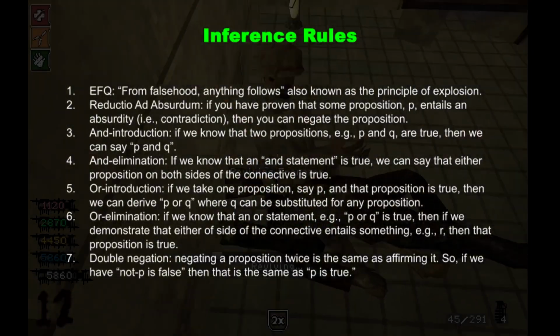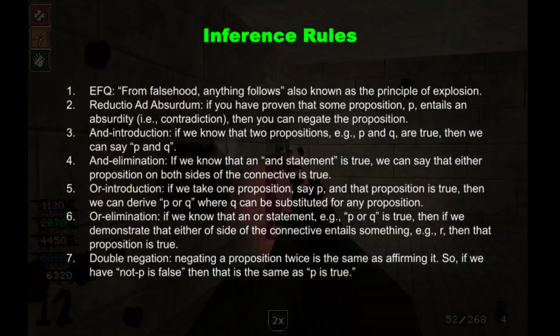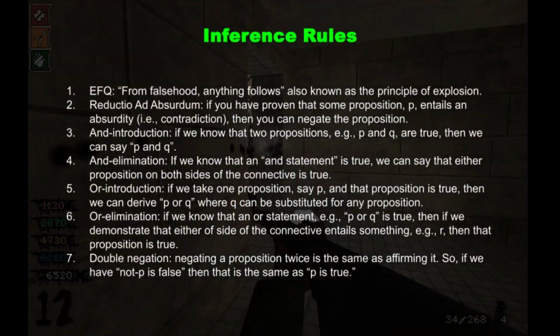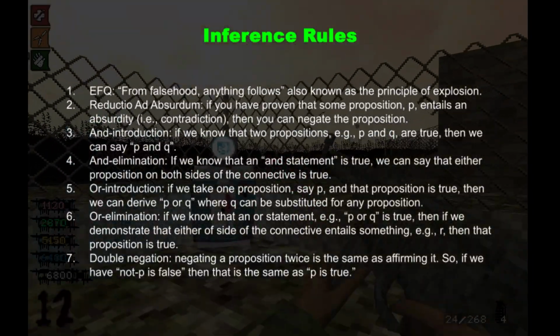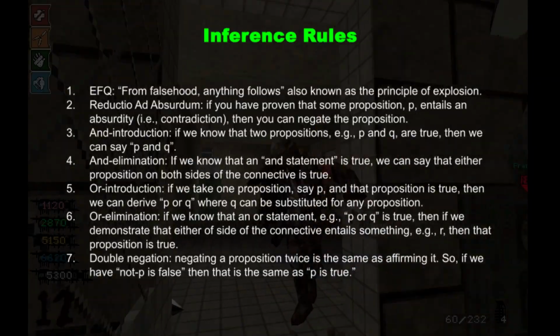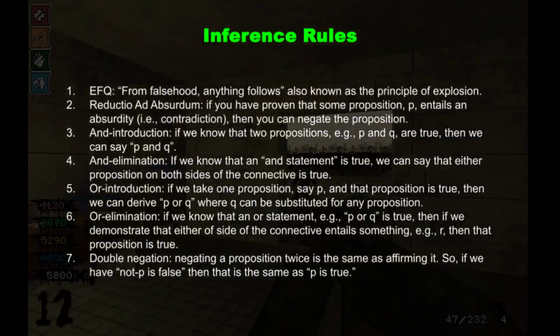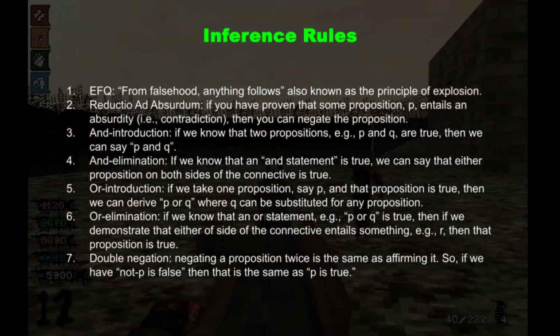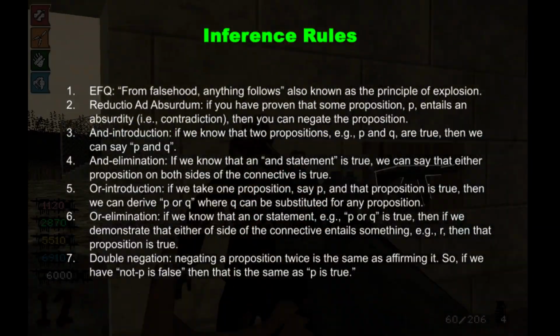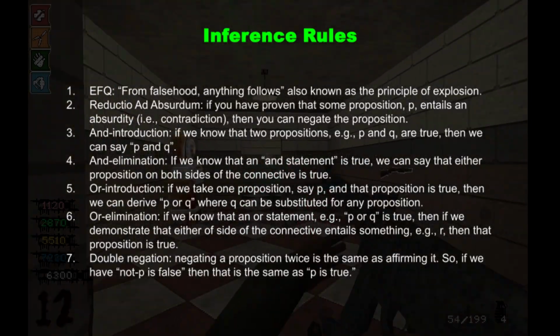Now, the sixth inference rule we're going to cover here would be or elimination. So let's say you have an or statement. Then if we demonstrate that either side of the connective entails something, so for example, R, then we know that proposition is true. So let's say you have P or Q, and you know P entails R and that Q entails R. Since we know that both propositions entail R and that one of those propositions is true, we can just say R is true.